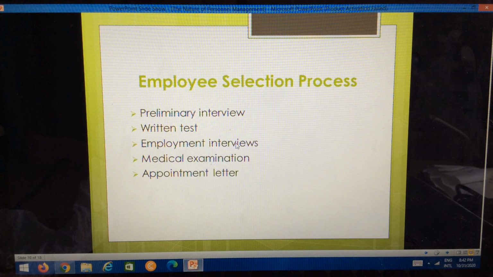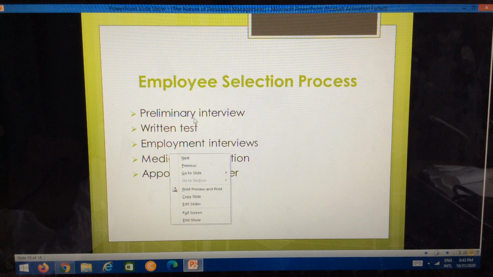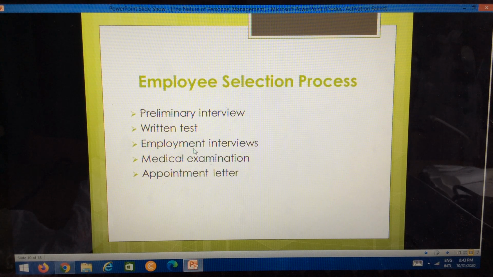So before you get a job, it's a long process. You need to go through all this before you get a job. The third one is employment interviews. It is a one-to-one interaction between the interviewer and the potential candidate. It is used to find whether the candidate is best suited for the required job or not.